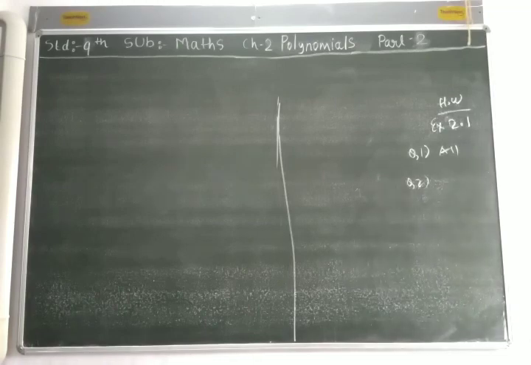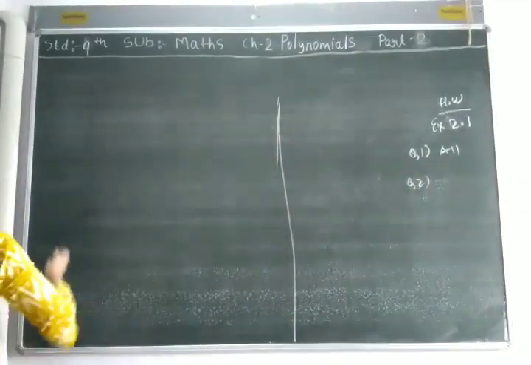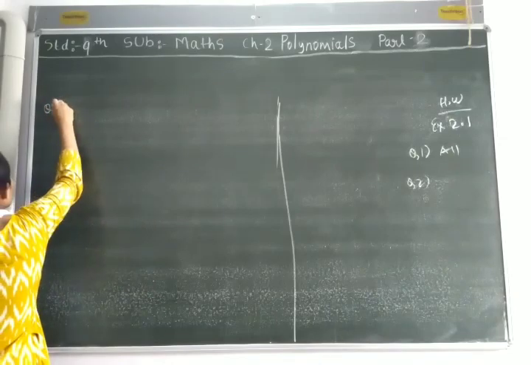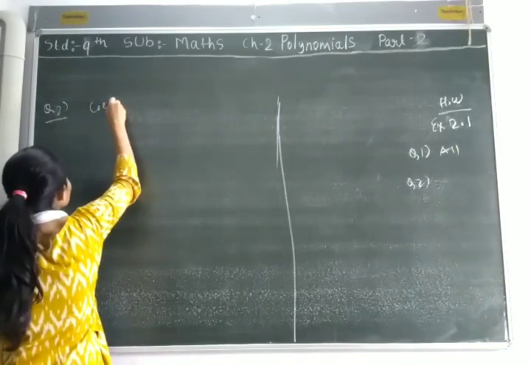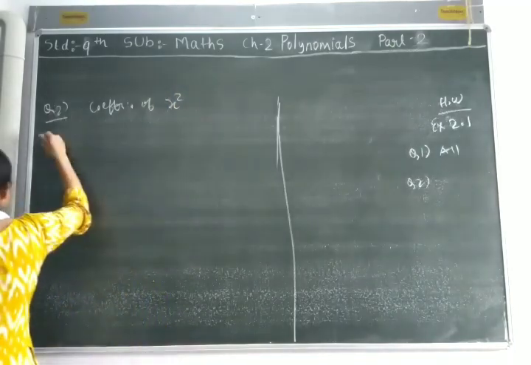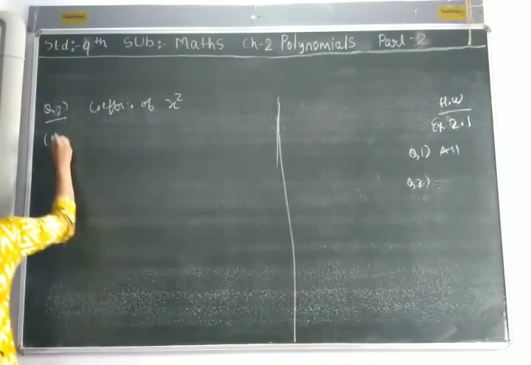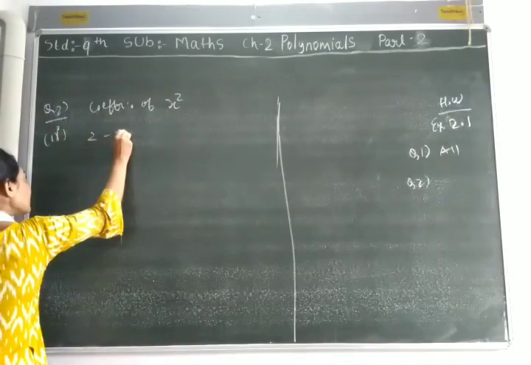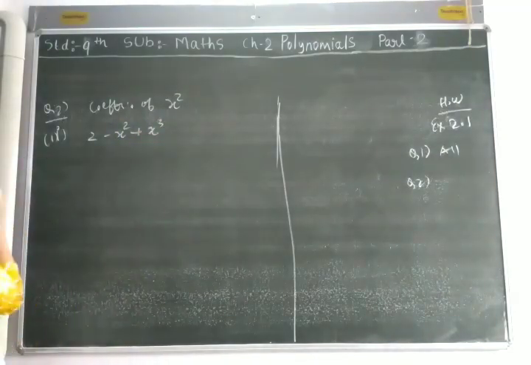Question number 2 says, write the coefficient of x square in each of the following. We have to write the coefficient of x square. I am taking the second one: 2 minus x square plus x cube. Now the coefficient of x square in 2 minus x square.